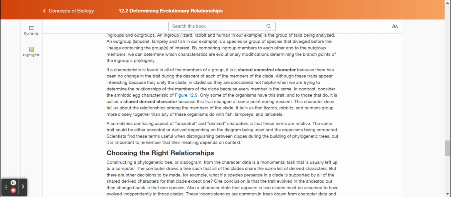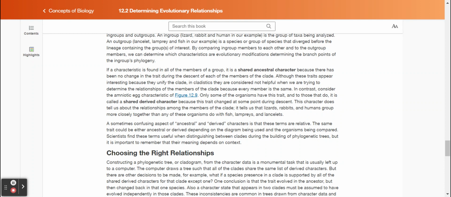In contrast, consider the amniotic egg characteristic of Figure 12.9. Only some of the organisms have this trait, and to those that do, it is called a shared derived character because this trait changed at some point during descent. This character does tell us about the relationships among the members of the clade. It tells us that lizards, rabbits, and humans group more closely together than any of these organisms do with fish, lampreys, and lancelets.